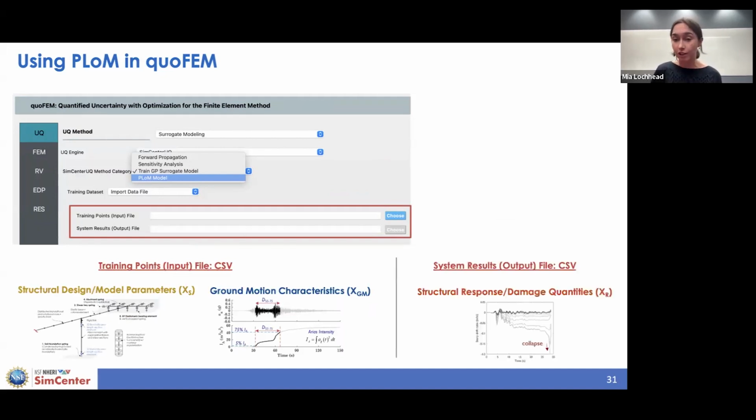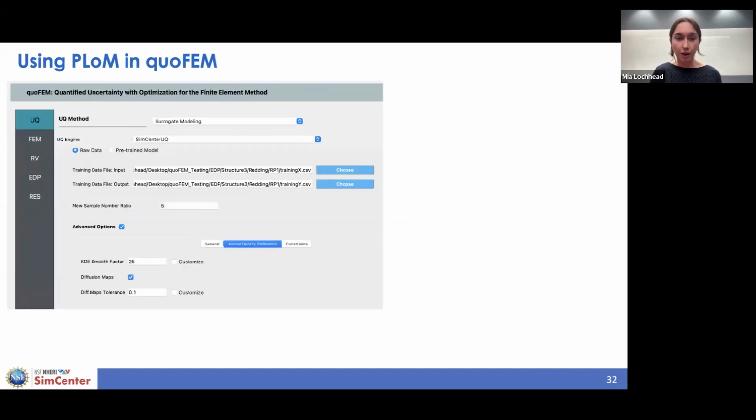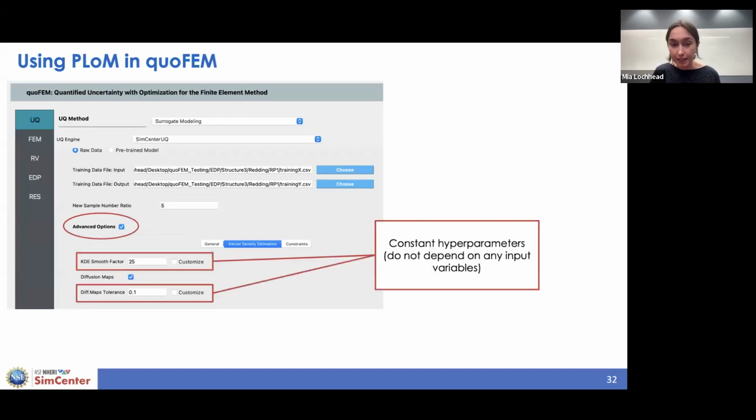And our outputs are just the structural response quantities, also in the form of a CSV. Once you import these into quoFEM, you can select this advanced options checkbox, which allows for a lot of the customization that I talked about earlier. The first step is to assess these hyperparameters.